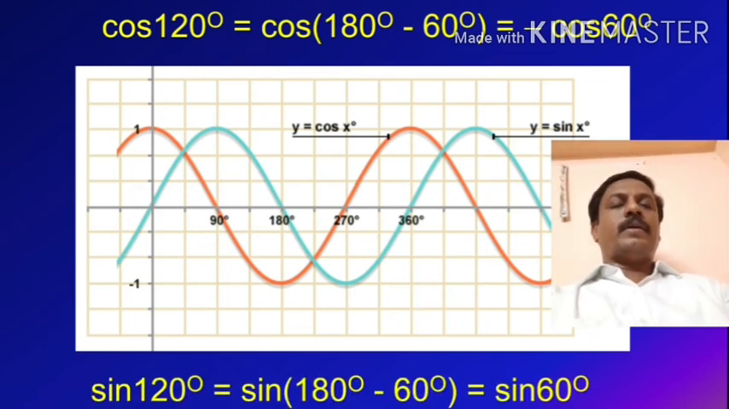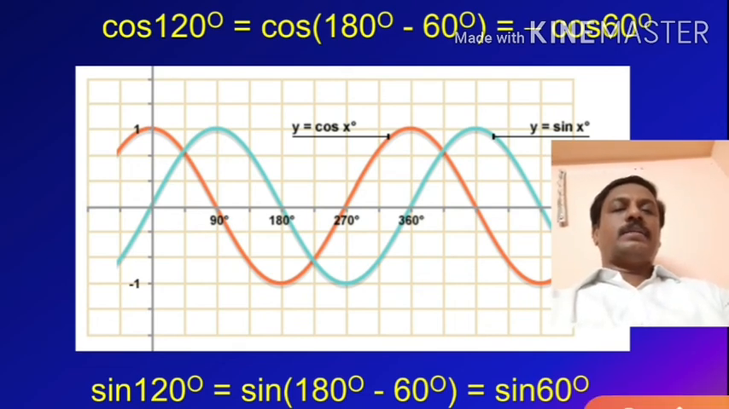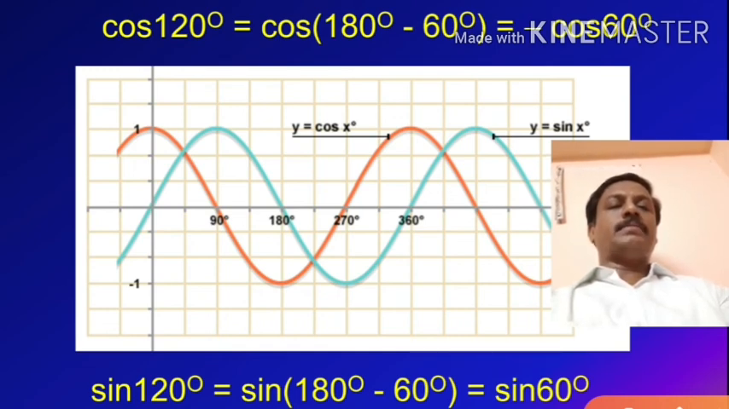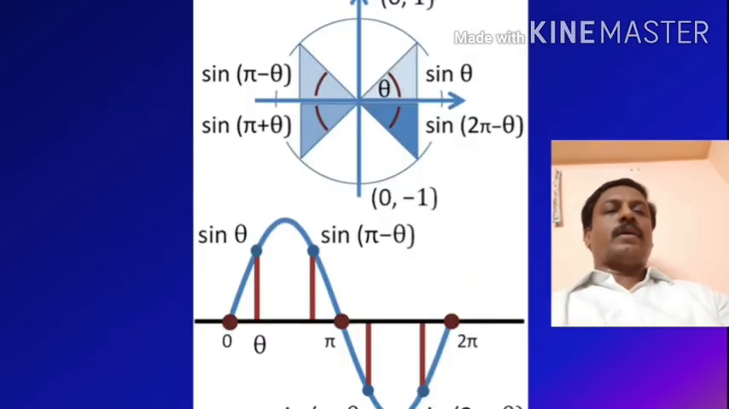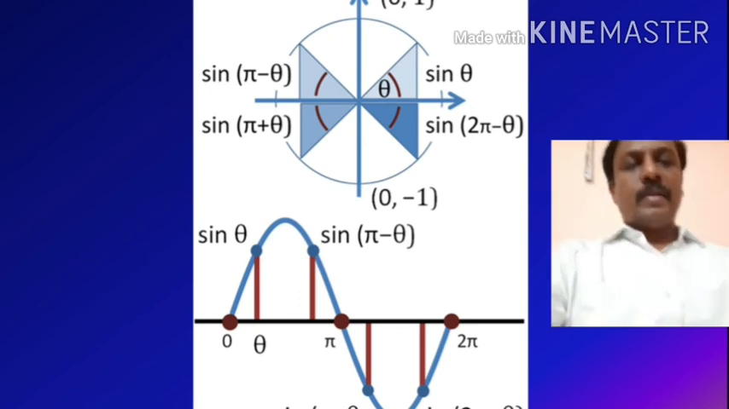Now here is one more example. Sine of 120 can be written as 180 minus 60. Again here, with 180, sine remains as it is. We just have to see the sign. 180 minus 60 comes in the second quadrant. In the second quadrant sine is positive. So here we get plus sine 60. So this is how we find the values of trigonometric functions.